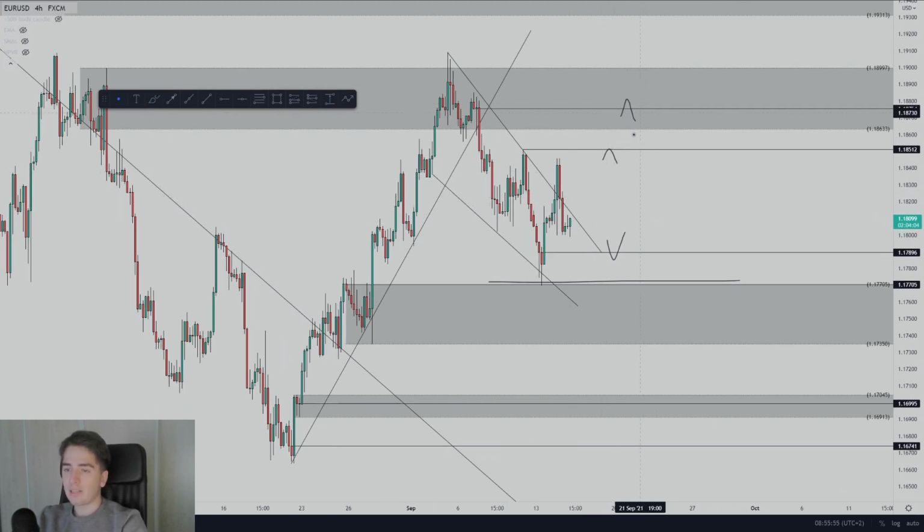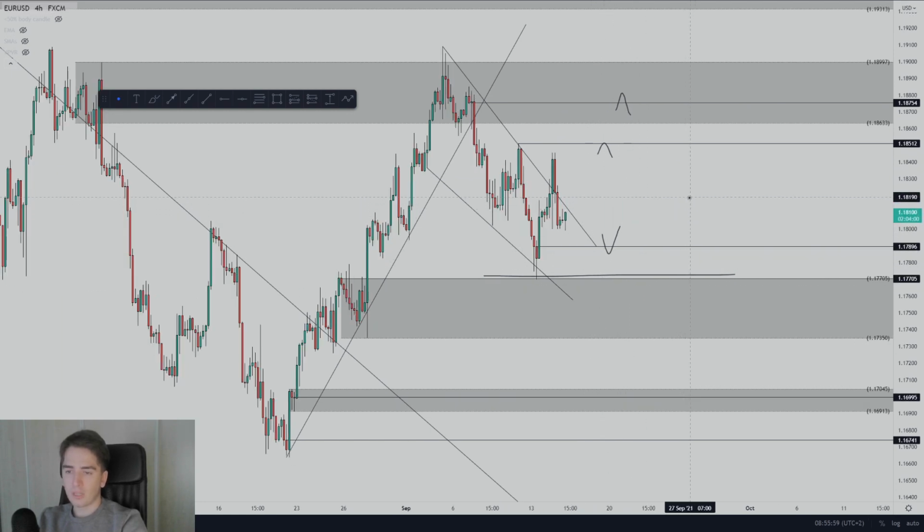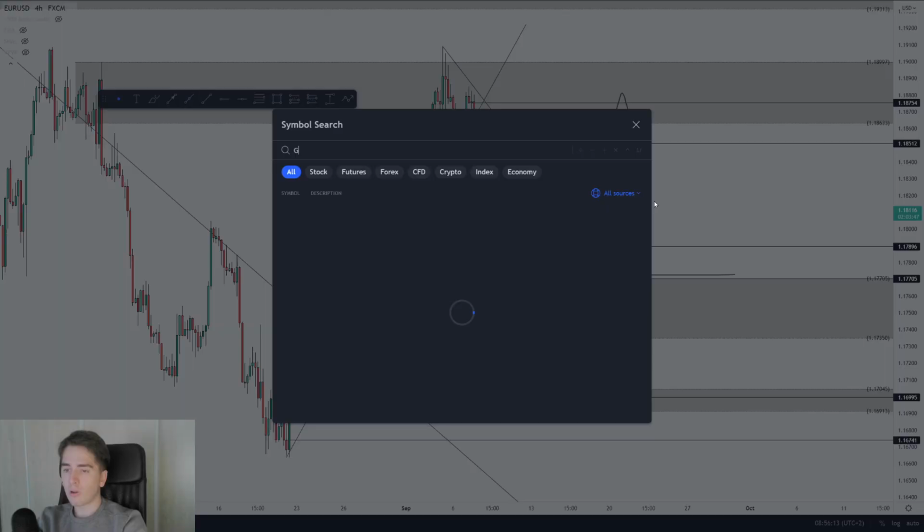Keep an eye on these areas of resistance and keep an eye on these areas of potential support. So yeah, that is that for your dollar. It is looking pretty bullish for now, in the sense that we have this descending channel, which we could start breaking out of in the near future. So with that said, let's head over to our next pair, which is pound dollar.